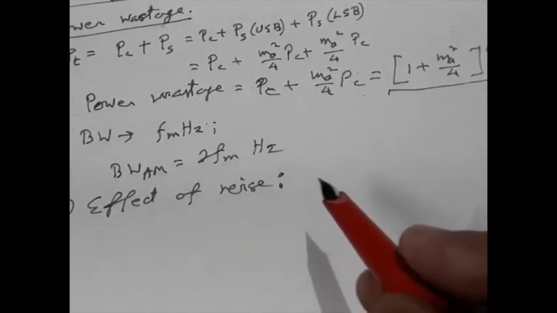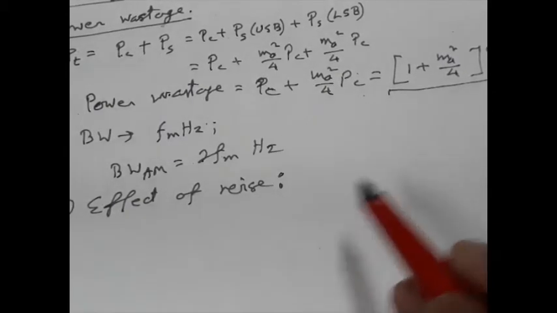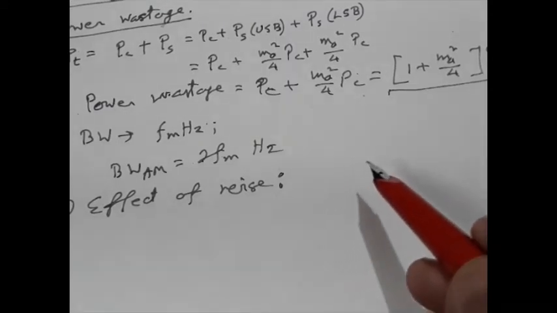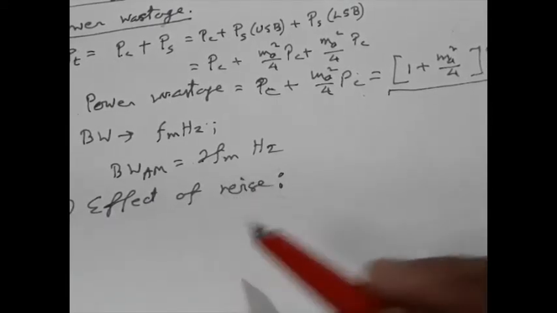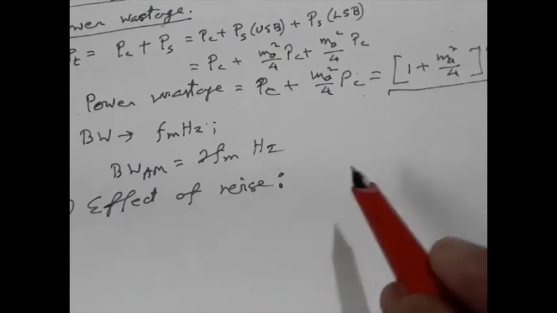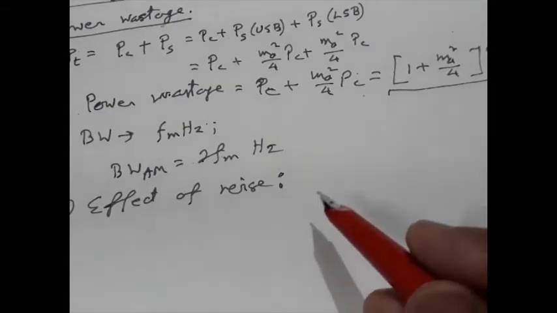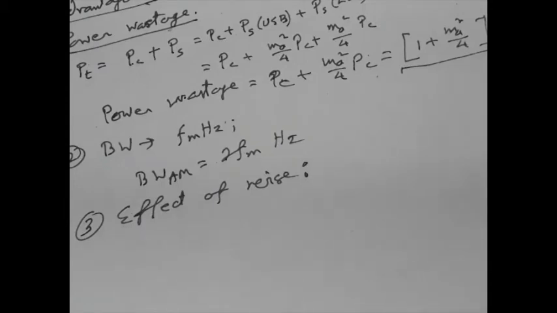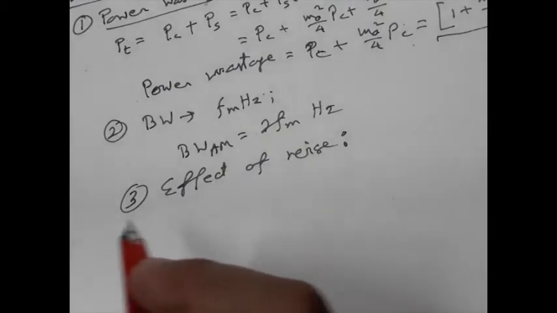Unlike FM, in frequency modulation, the effect of noise is very, very small. We will see later on. But for AM, since amplitude modulation relies only on the amplitude and noise affects amplitude more, the effect of noise is much, much higher in AM compared to FM or other kinds of modulation like phase modulation. So these are a few disadvantages of AM.